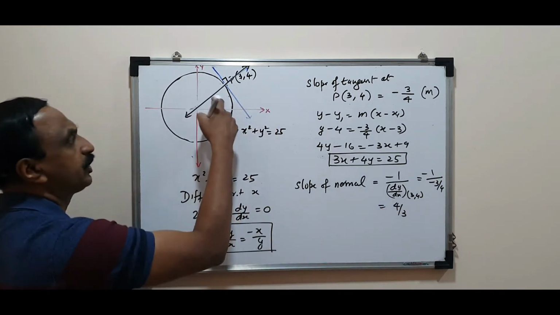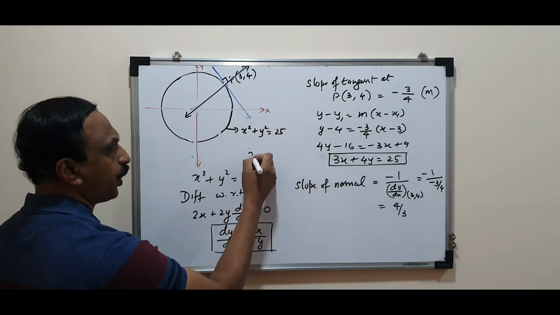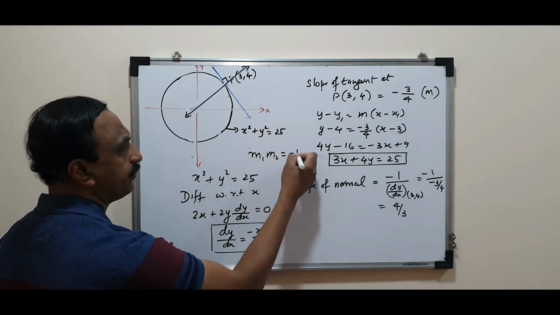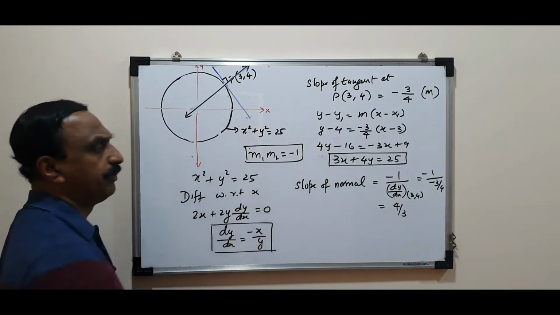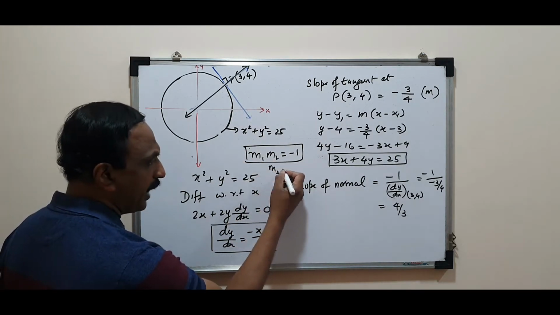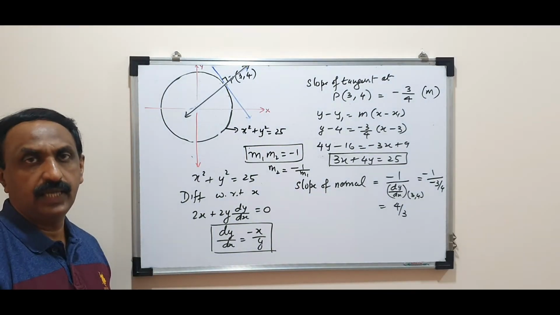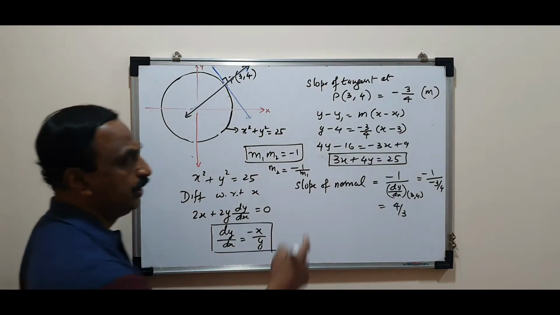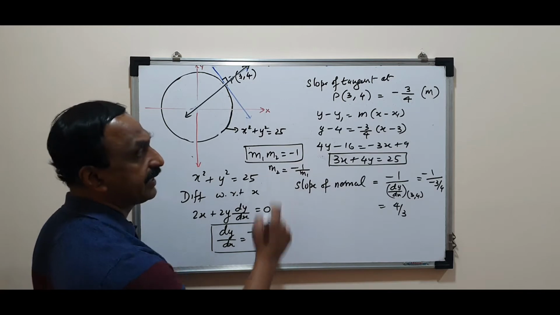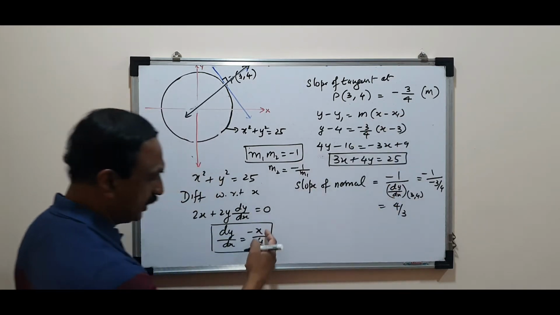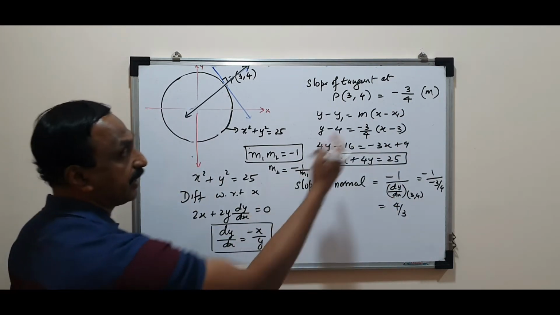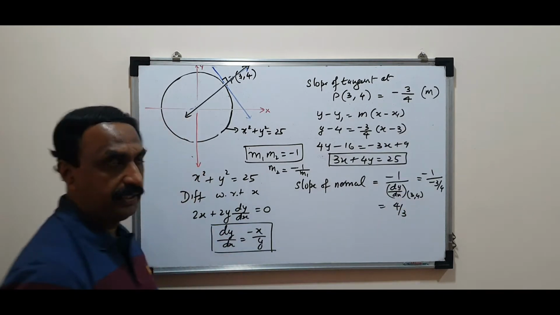You know that whenever two lines are perpendicular, the product of the slope will be minus 1. So slope of the line perpendicular will be minus 1 upon slope of the other line. So you need to take the reciprocal and change the sign. So slope of the tangent was minus 3 by 4. So slope of the normal will be 4 by 3.